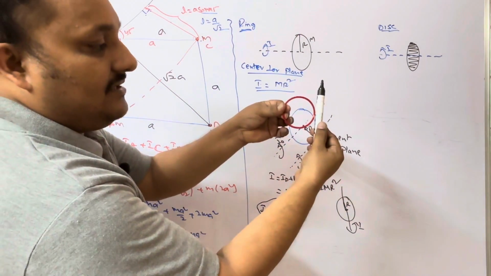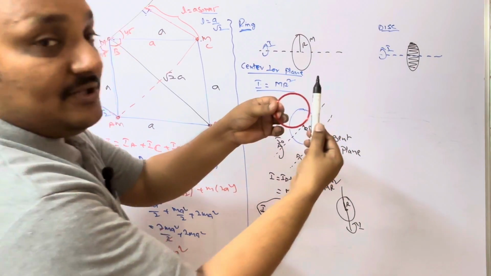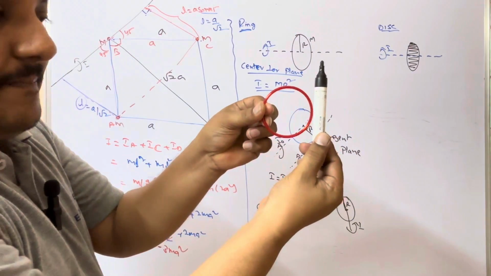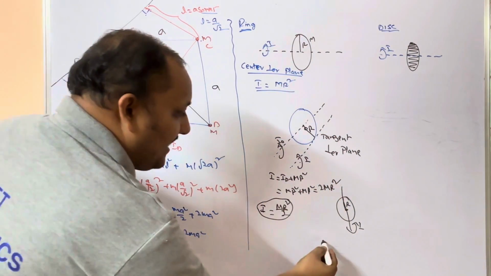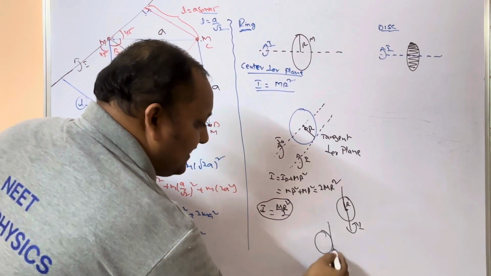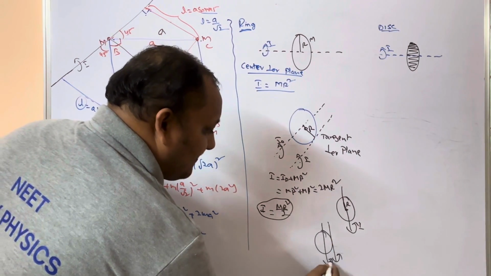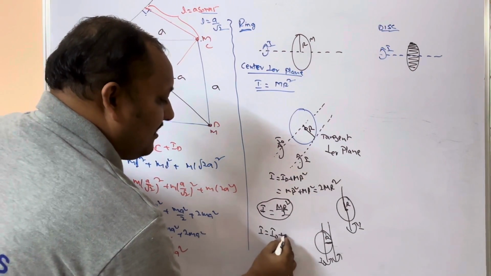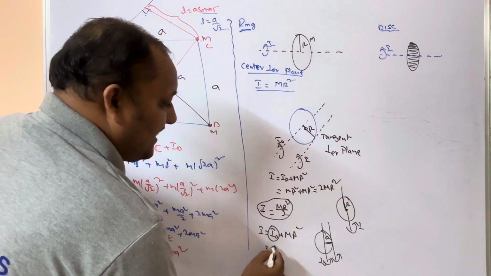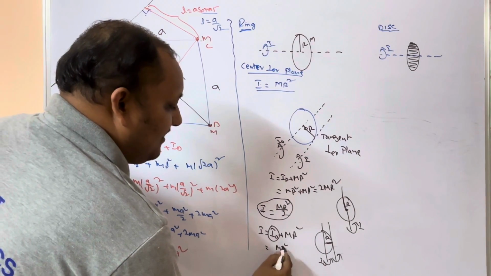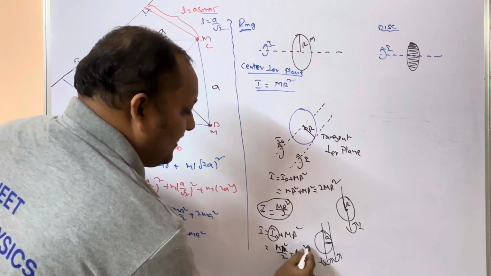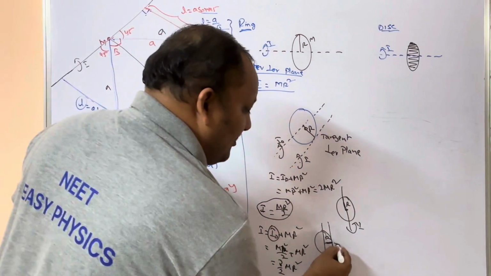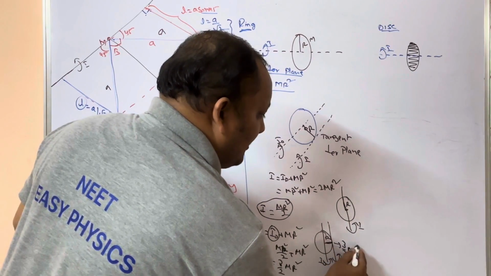Next, this one. This tangent is parallel to the plane. The previous one was tangent perpendicular to the plane. Now tangent parallel to the plane. How will it come? The same ring I am taking. This is the axis of rotation. Already this one we came to know, I naught. These two axes are parallel. Therefore, I is equal to I naught plus mr square. What is I naught? Mr square by 2 plus mr square, so 3 by 2 mr square. So finally, you should remember this 3 by 2 mr square.